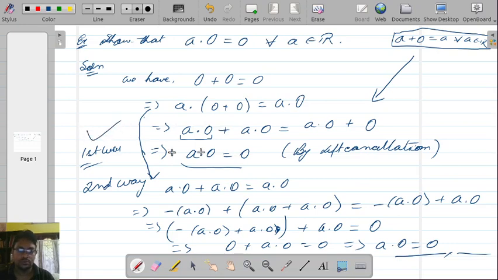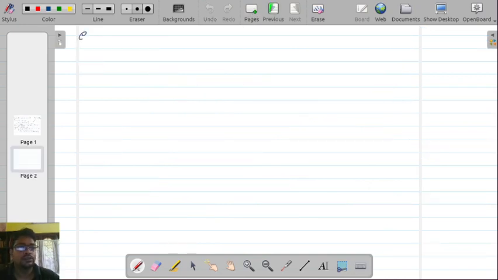You can do it this way by using left cancellation law, or if you want to just derive it from the basics, you can just do it this way. Okay, a dot 0 is 0. So we have proved this, right? So any real number multiplied with 0 gives you 0 itself. Okay, let us try another one.